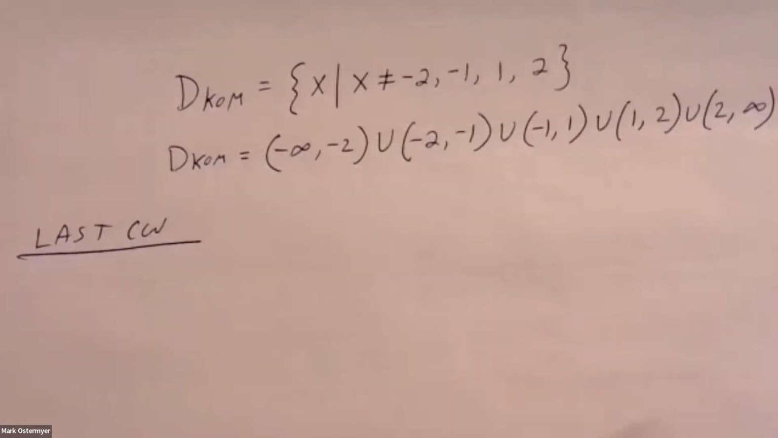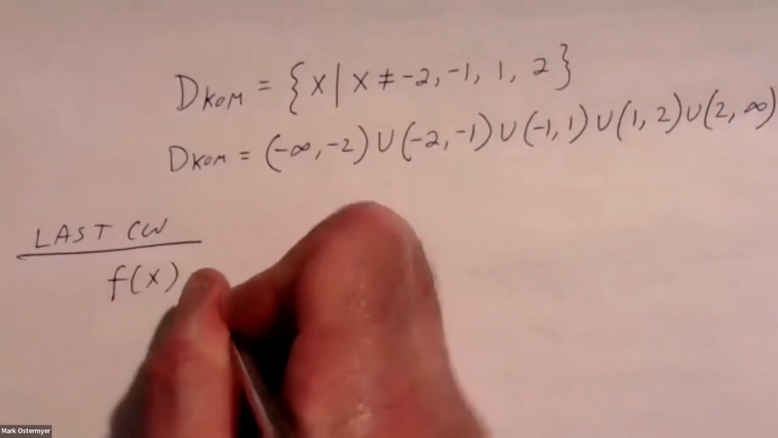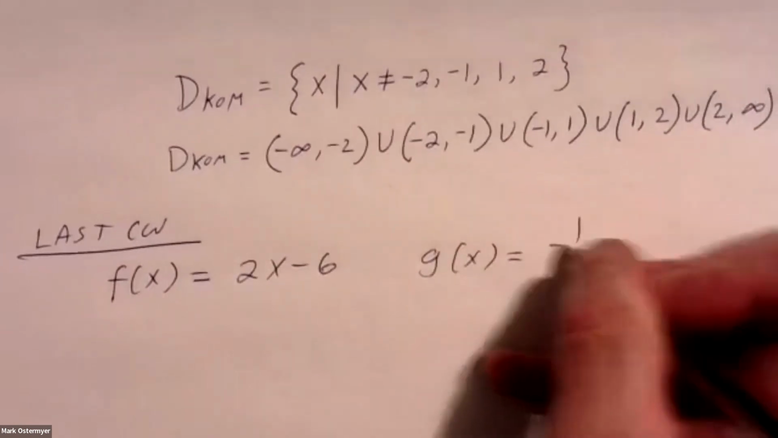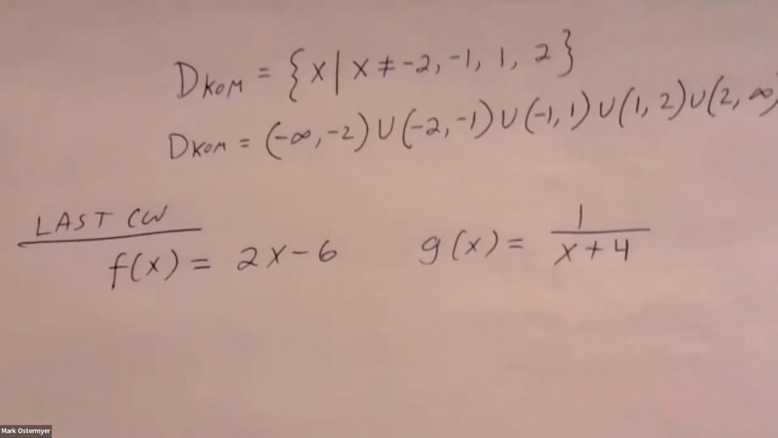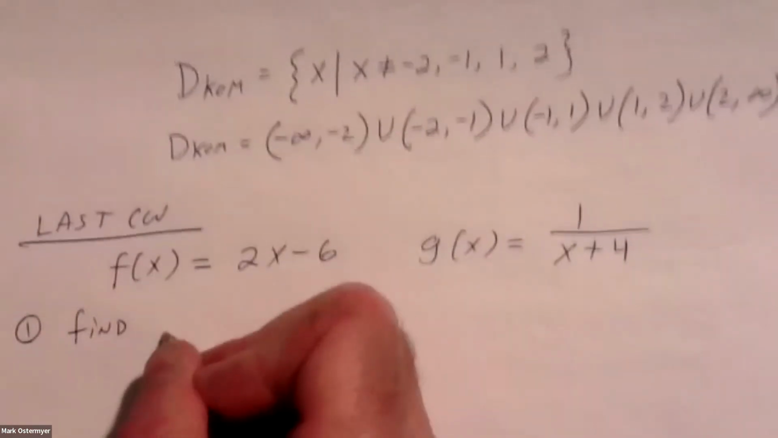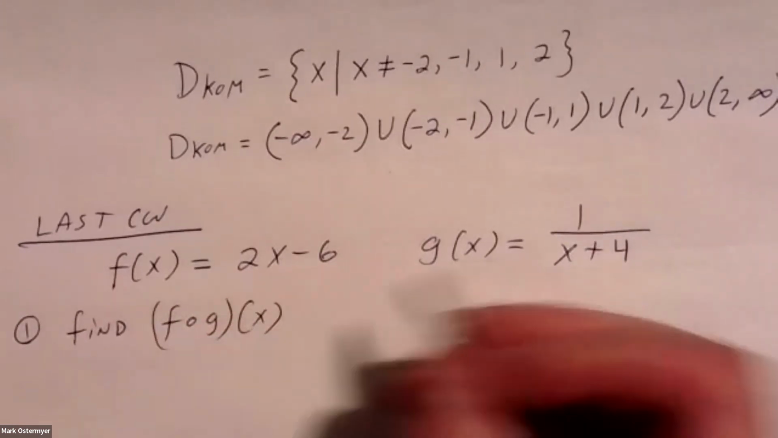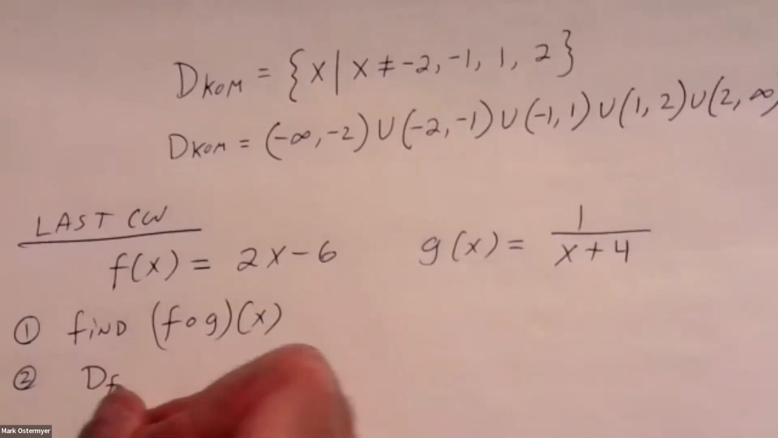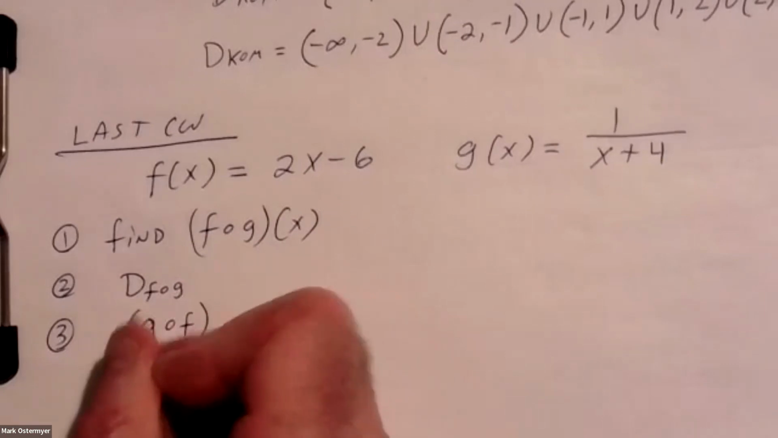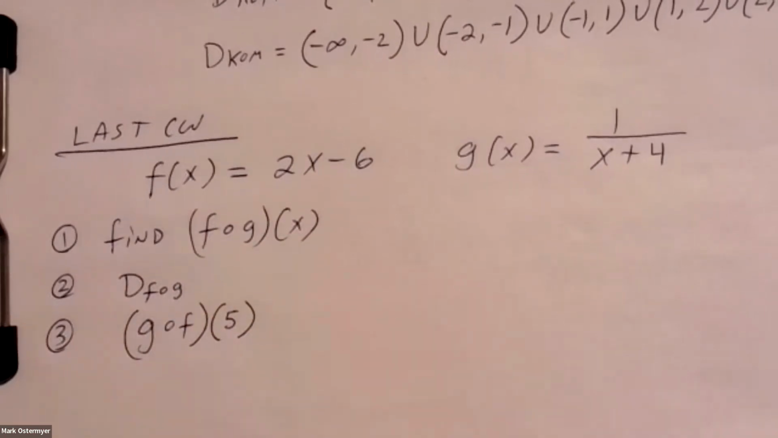So, f of x is going to be equal to 2x minus 6, and g of x is going to be equal to 1 over x plus 4. Okay, what I want you to do here for problem number 1 is find f composed with g of x. And problem number 2, I then want you to find the domain of f composed with g. Problem number 3, I want you then to find g composed with f of 5. All right, we'll call that the last classwork there. And your domain you can represent either way, either set notation or interval notation. That's up to you.